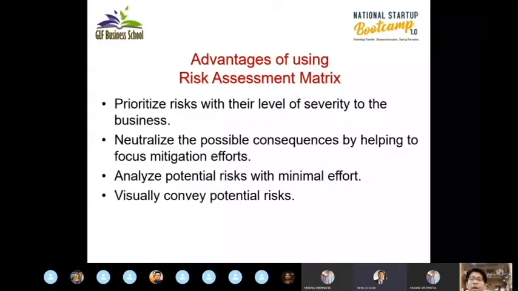Next slide, please. The advantages of using a risk assessment matrix: when it comes to risk assessment, it helps the business to prioritize risks by their level of severity to the business, neutralize the possible consequences by helping to focus mitigation efforts, analyze potential risks with minimum effort, and visually convey the potential risk.